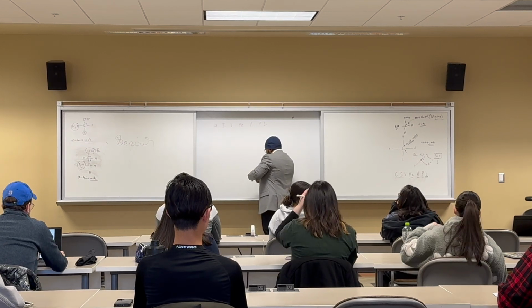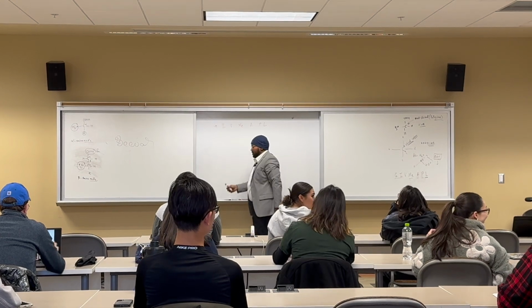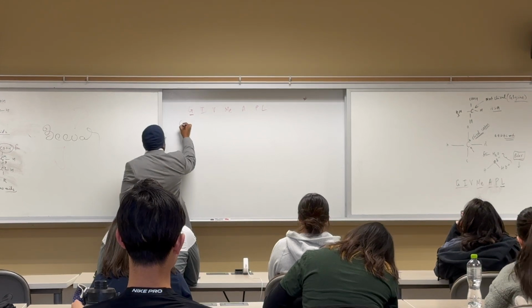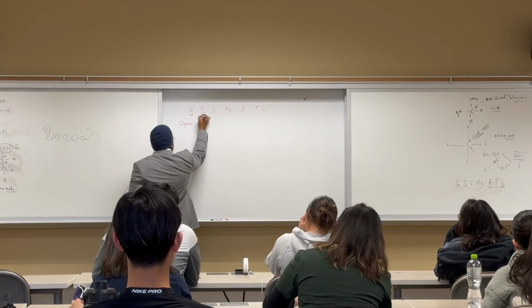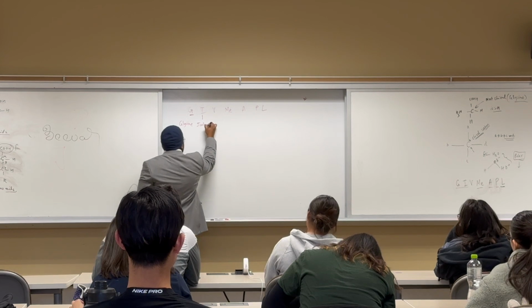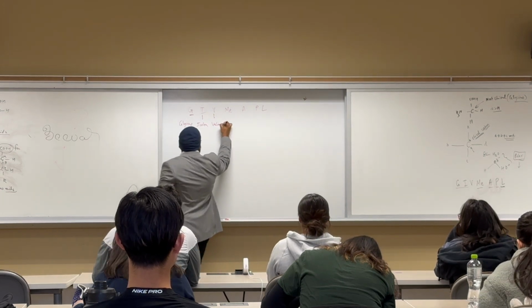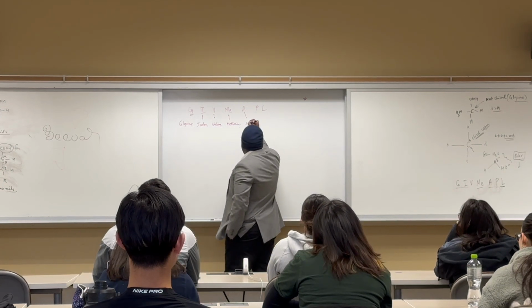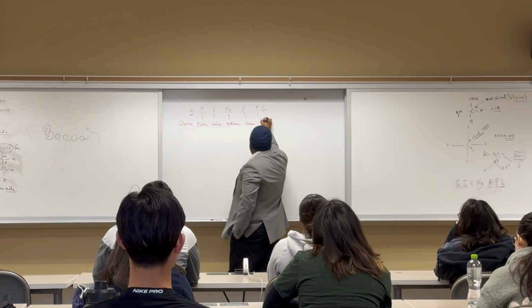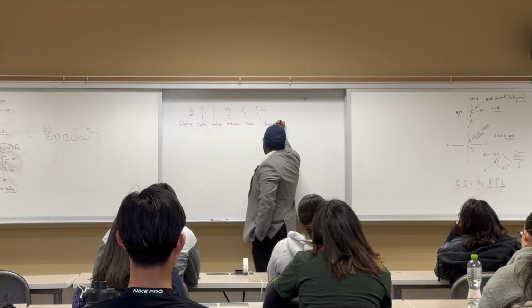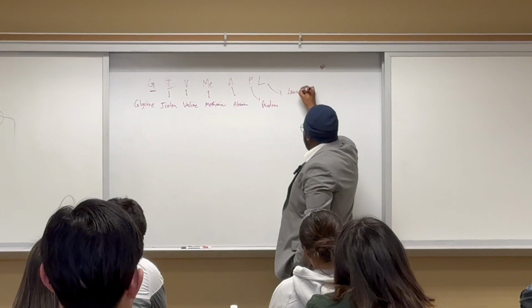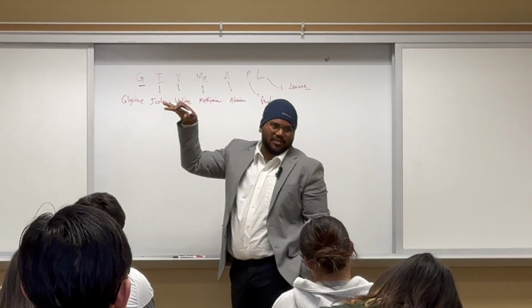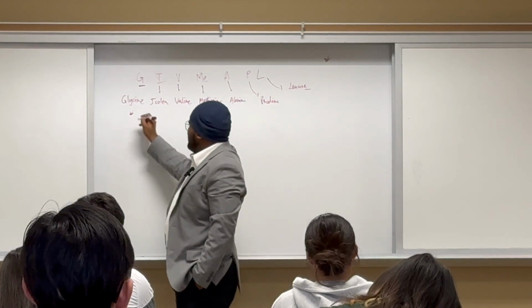So let's understand how we remember the names of the structures we have. As we said, G for glycine. One more time. I for isoleucine, V for valine, M for methionine, A for alanine, P for proline, and L for leucine. There is no PPT, so you have to remember those structures now. Glycine is the simplest amino acid.